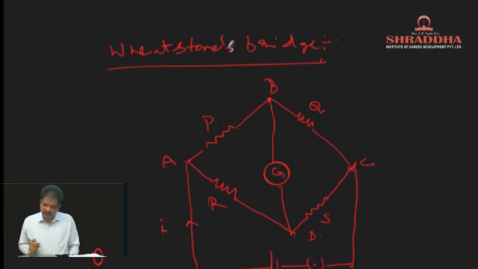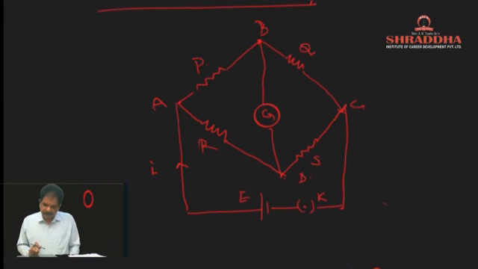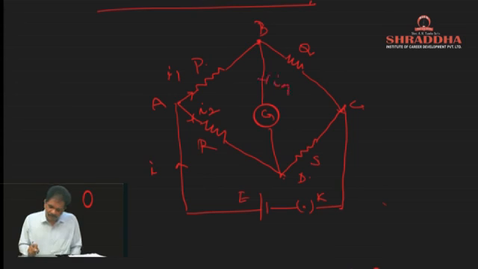Let us assume I is the current coming from the battery. Let the EMF of the battery be E and the tap key let it be K. Four resistors are there, P, Q, R, S. Galvanometer resistance will be G. Here current will be divided into two parts. Let the currents be I1 and I2. Let the current flowing through the galvanometer be Ig. Let the current flowing through this be I3, and through this I4. Totally the net current let it be I.